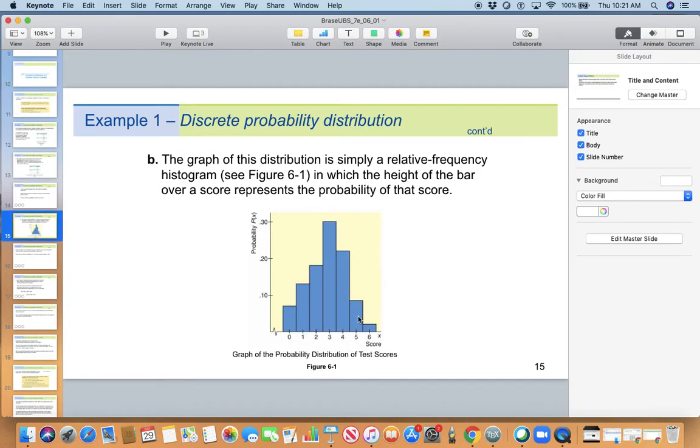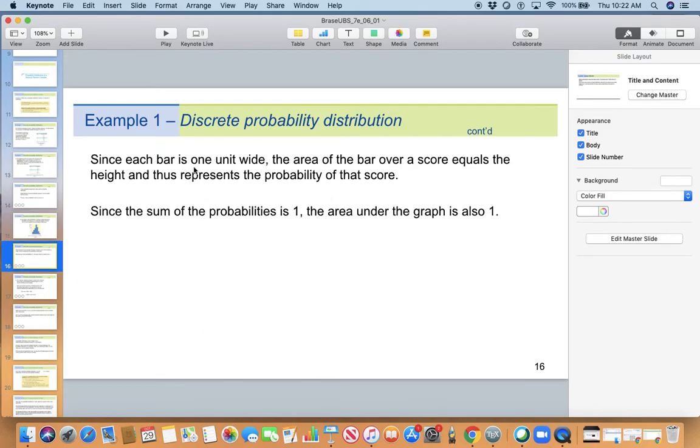All right. Now, here is the probability distribution. Probability distribution is another way of saying, in this particular case, relative frequency histogram. So this is the probability distribution, which is the height of the bar over the score. Since each bar is 1 unit wide, the area of the bar over a score equals the height and thus represents the probability. Now this is important. Since the sum of the probabilities is 1, the area under the graph is also 1.